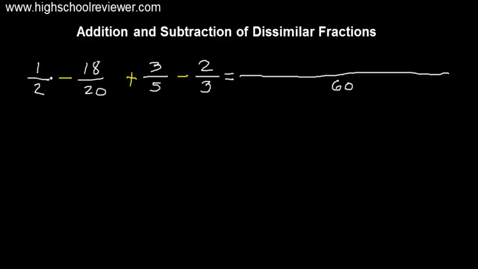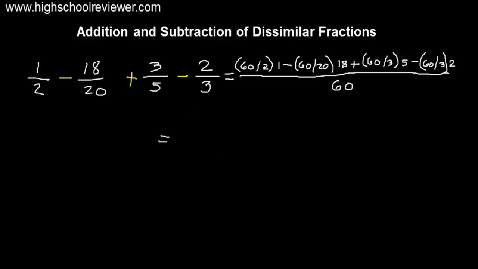Okay. For the first fraction, 60 divided by 2 and multiplied by the first numerator, which is 1. And then the first operation, we have subtraction, so that will be minus. For the second fraction, we have 60 divided by 20 multiplied by the second numerator, which is 18. And the second operation is addition, so this will be plus. The third fraction, we have 60 divided by 5 multiplied by the third numerator, and that is 3. And then the third operation is subtraction, so minus. And for the fourth fraction, we have 60 divided by 3 multiplied by the last numerator, which is 2.